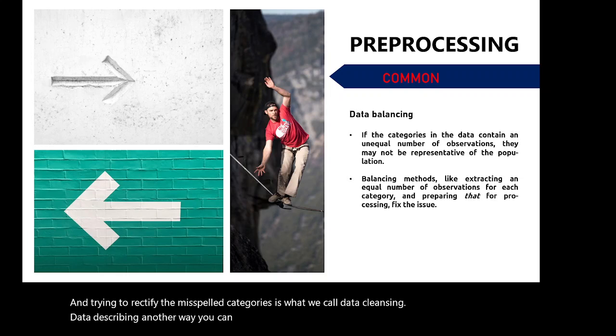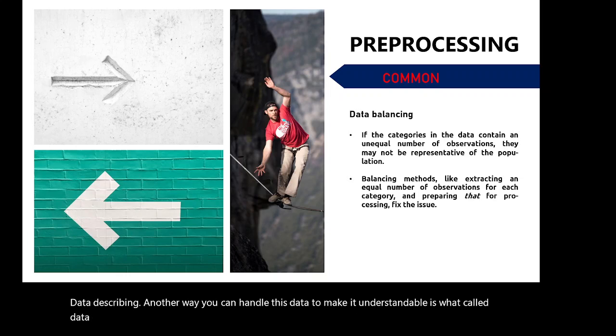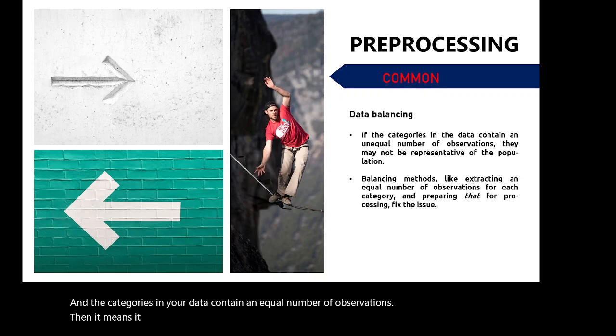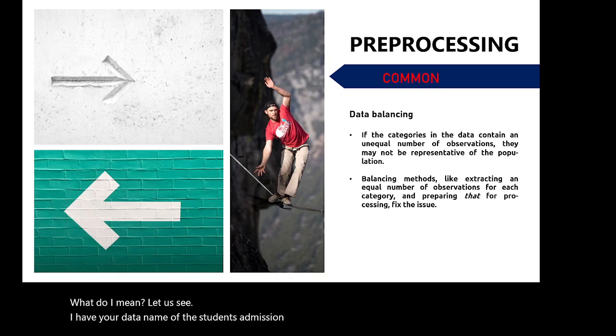Another way you can handle this data to make it understandable is what we call data balancing. This mostly happens, for instance, if you have data and the categories in your data do not contain an equal number of observations, then it might not be representative of the population. What do I mean? Let us say I have your data: name of the students, admission number, mobile phone number, and so on. When I come to the name of the students, I have 20 entries.